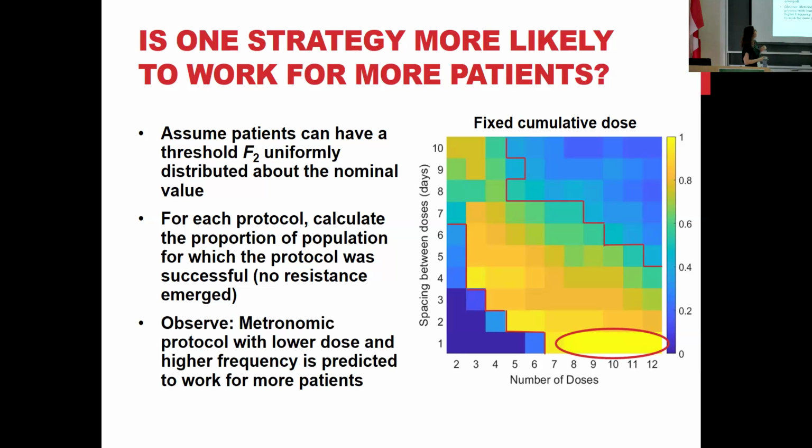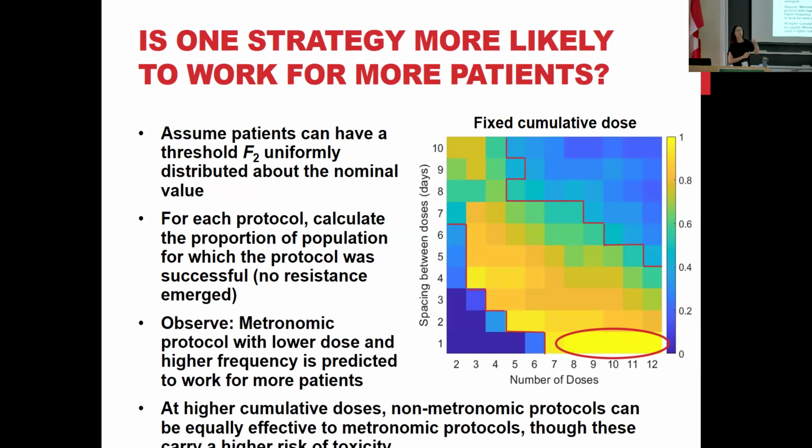So the recommendation would be to give a large number of doses close together. If we go to higher cumulative doses, we could push the yellow region back up to the others, but that would, of course, be giving more drug.